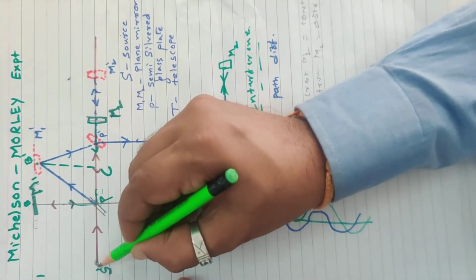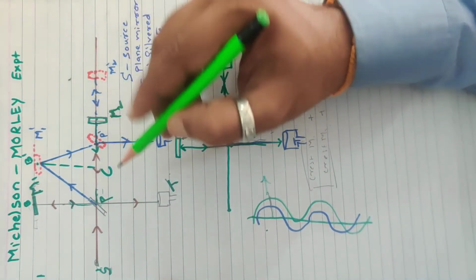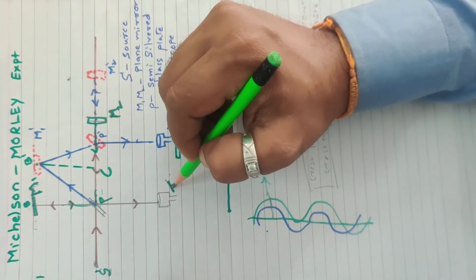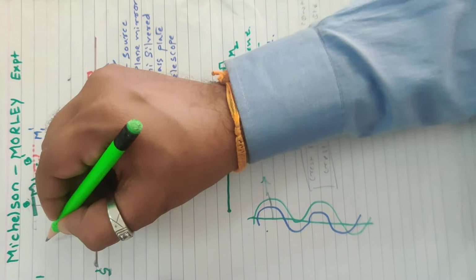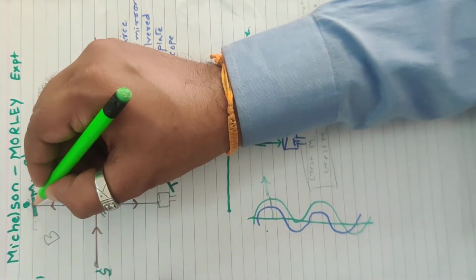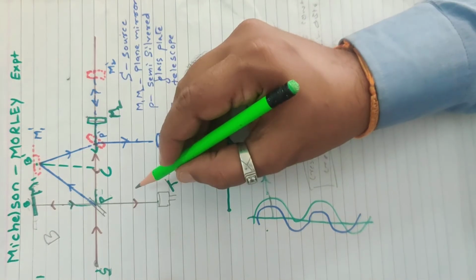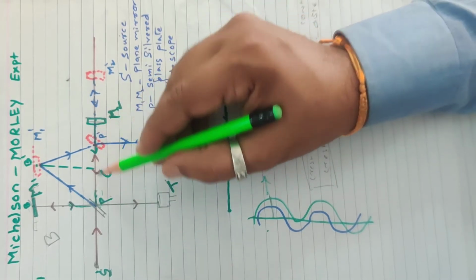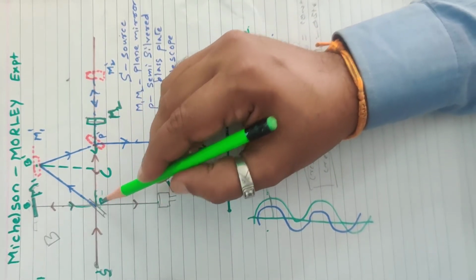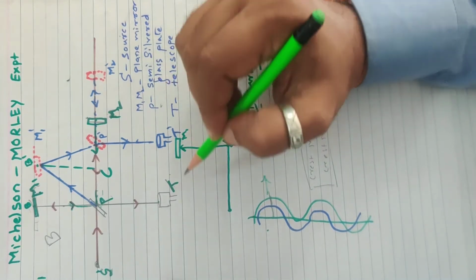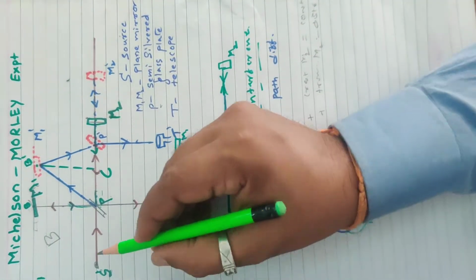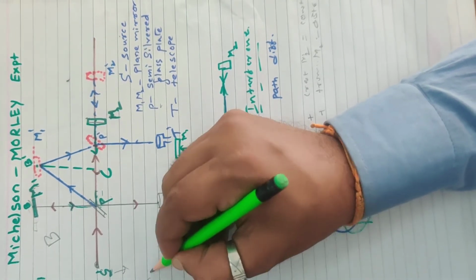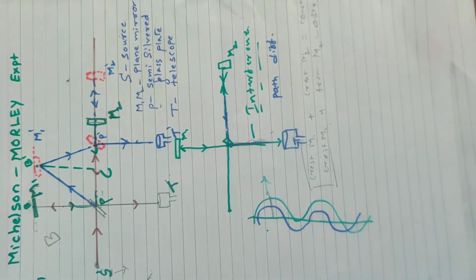The setup has a source, mirror M1, mirror M2, the half semi-silvered glass plate P, and telescope T. The point where the light hits is named B. The point where the light partially reflects and partially transmits is called point P. Got it? And the telescope is denoted by T. This source is a monochromatic light, meaning a light which always emits the same wavelength.